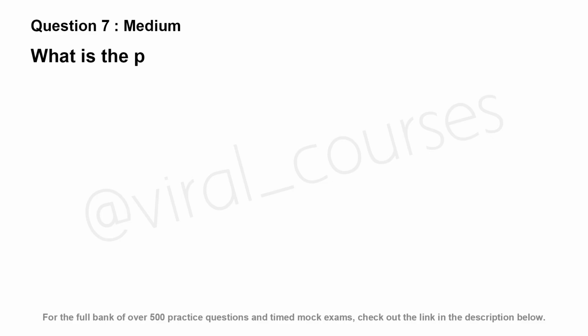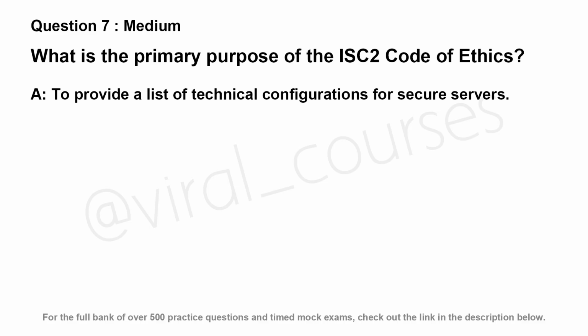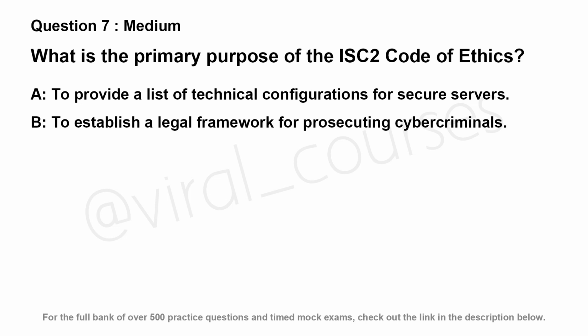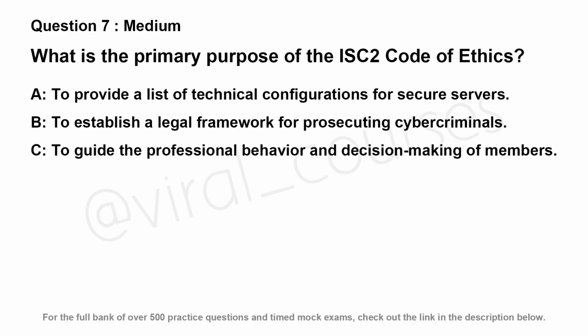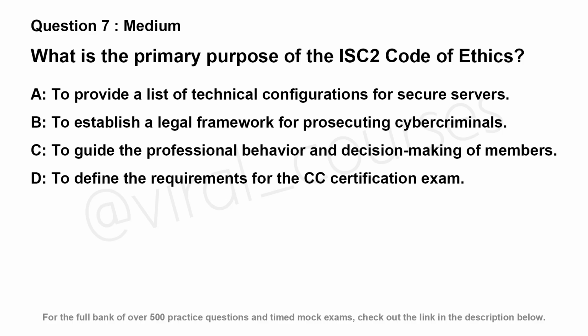What is the primary purpose of the ISC2 Code of Ethics? Option A, to provide a list of technical configurations for secure servers. Option B, to establish a legal framework for prosecuting cybercriminals. Option C, to guide the professional behavior and decision-making of members. Option D, to define the requirements for the CC certification exam.